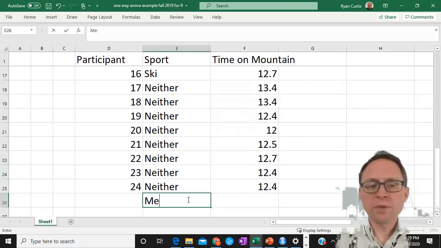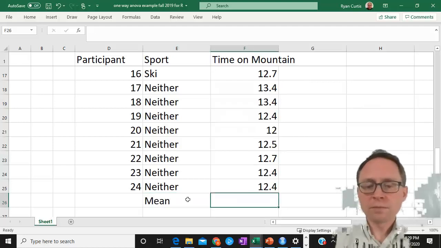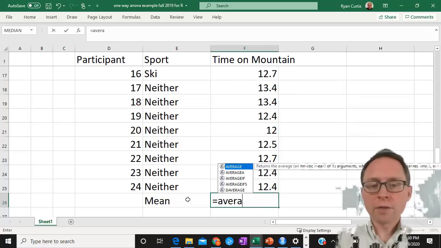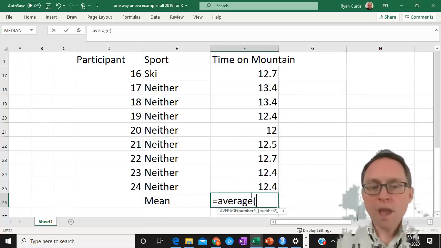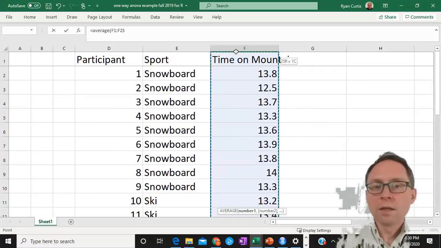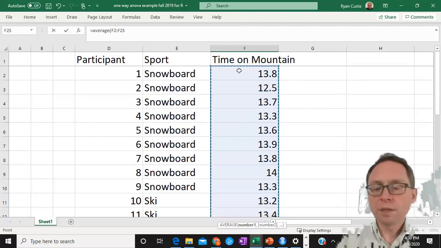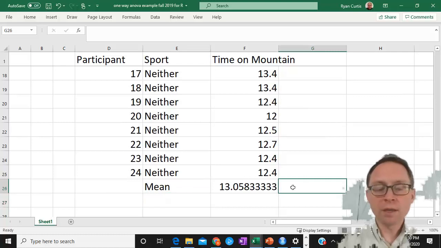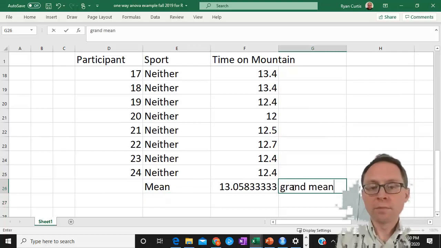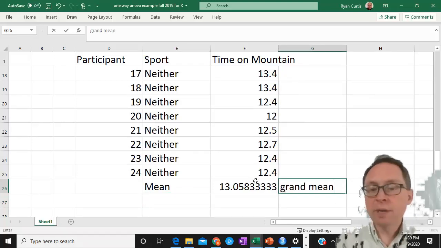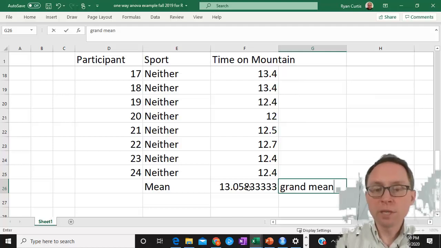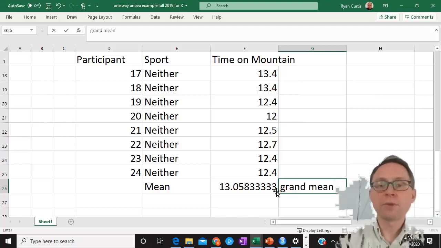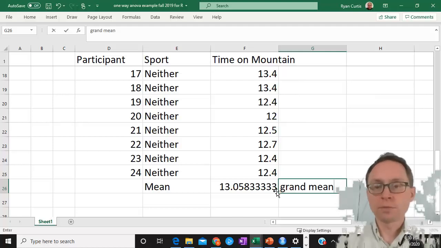So let's go get some information first. This is the basic stuff that we've always gotten. Let's get the mean equals the average, the mean of everybody. This is going to be the grand mean. So the mean of everybody is called the grand mean. So the average time on the mountain for everybody in my sample, all 24 people, is 13.058333333 hours. Okay?